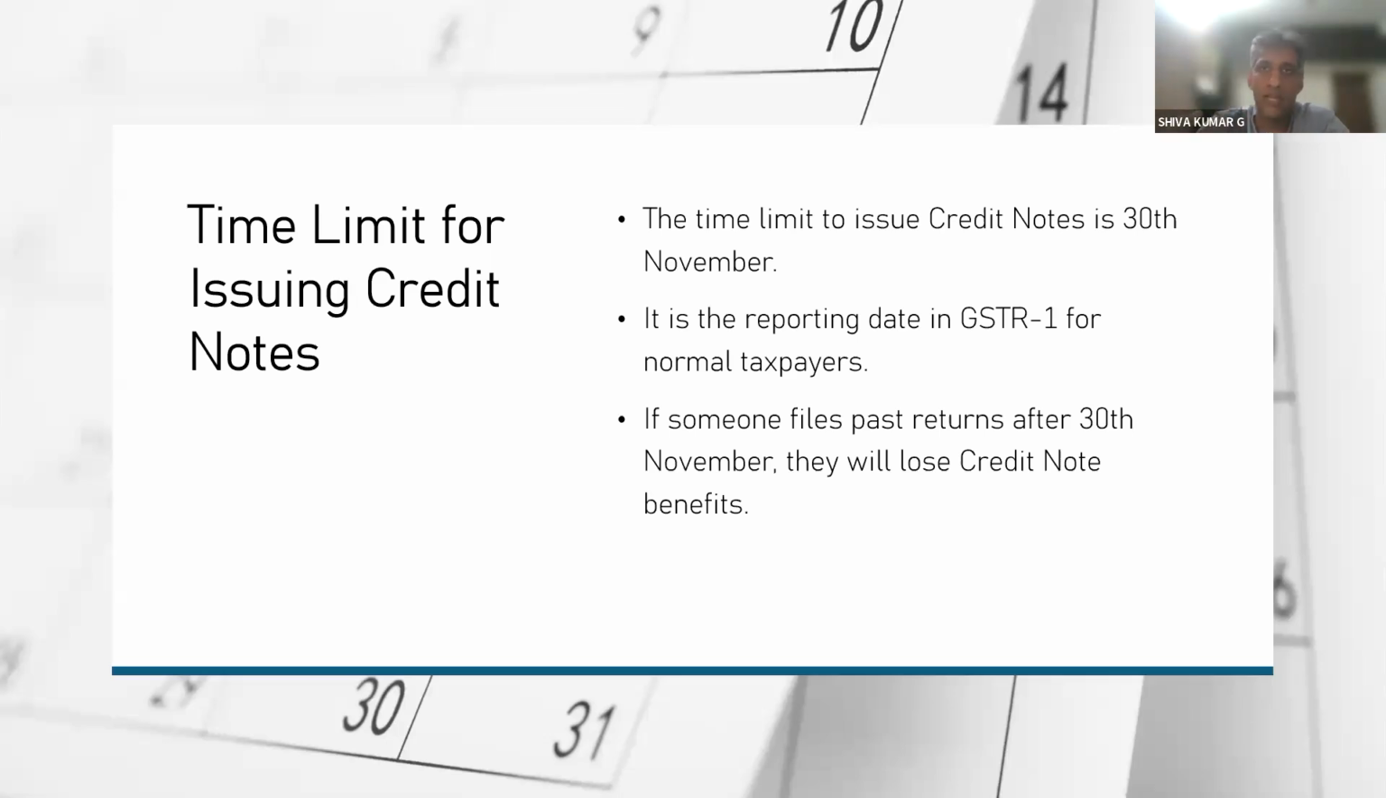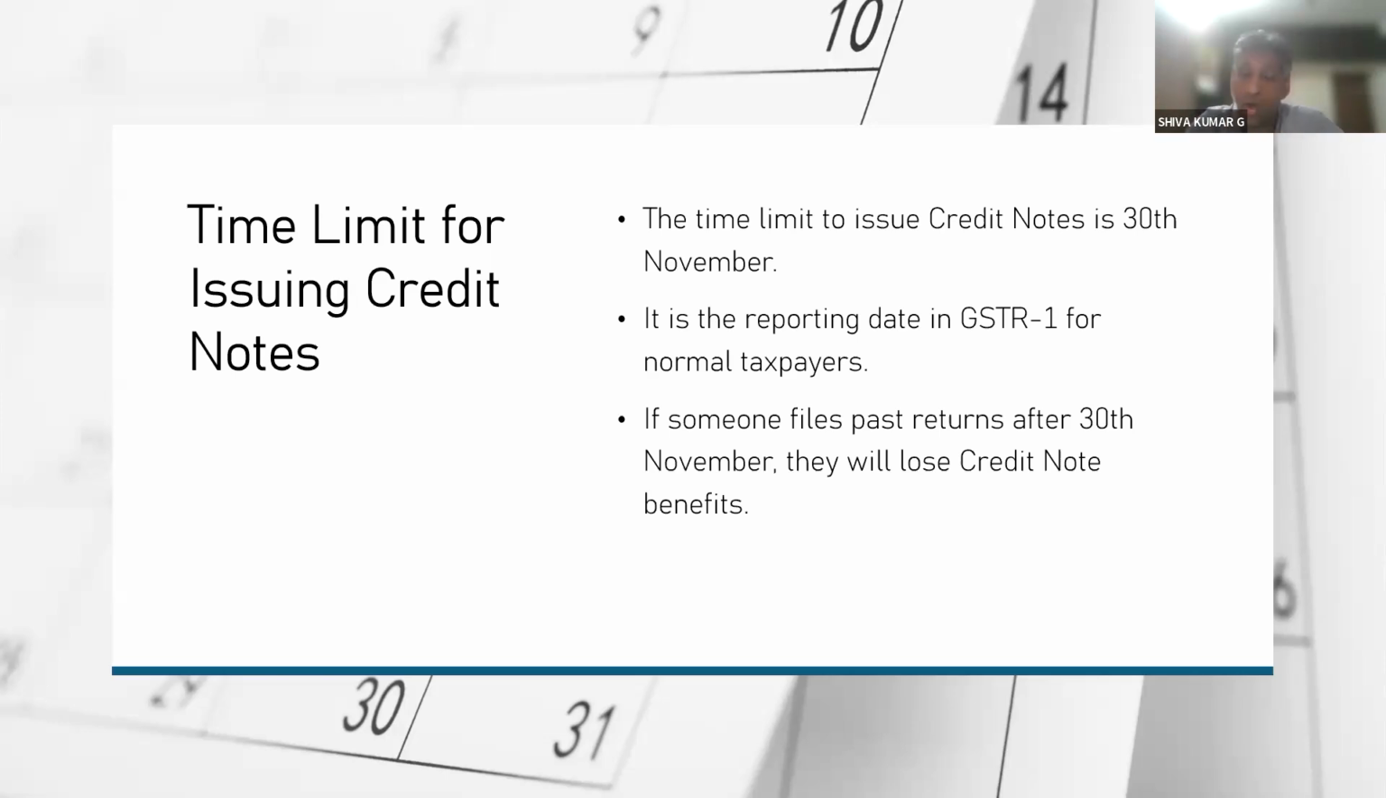Now the interpretation problem was that the credit was taken in the March 20 return. The credit was never taken in the September 20, October 20 or December 20 return. Credit was taken only in March 20. So the argument of the taxpayer was that I have taken the credit only in the March 20 return, so the credit is not time barred.